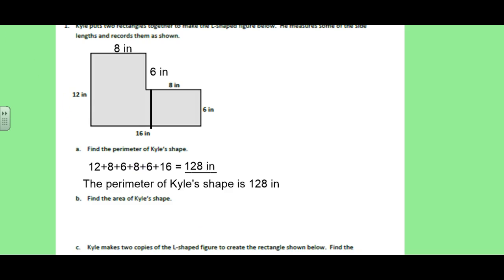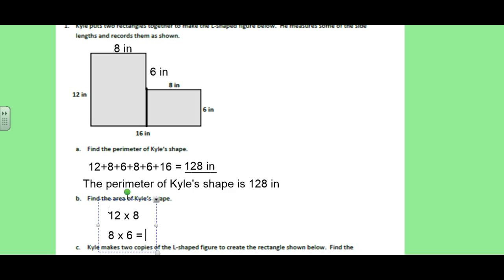So when you add up all of the side lengths of Kyle's shape, you get 128. So your sentence should have said the perimeter of Kyle's shape is 128 inches. So question B says find the area of Kyle's shape. So now we're going to go back to what we did before, and we know that the length and width of this rectangle was 12 inches by 8 inches. And we know that the length and width of this rectangle is 8 inches by 6 inches. So we're going to put 12 times 8, and then we're going to put 8 times 6.